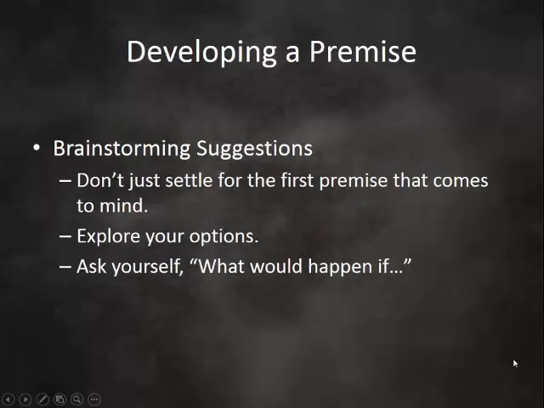Some effective brainstorming suggestions. Don't just settle for the first premise that comes to mind and start writing. Explore your options. Ask yourself, what would happen if? What would happen if the idealistic son of a ruthless mafia don vows to leave the family business? Different story paths are possible. One of them leads to The Godfather.